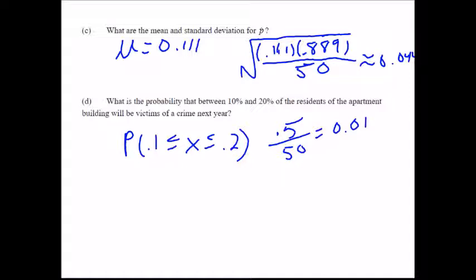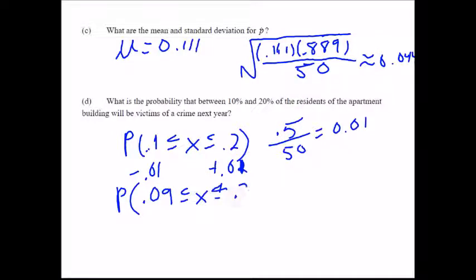0.5 divided by 50 is 0.01. So what I'm going to do to this 0.1 and 0.2 is subtract 0.01 here and add 0.01 here. So you're going to see me type into the calculator 0.09 and this should be a 1, sorry. 0.21. Sorry, should have done a little out of order, but whatever.